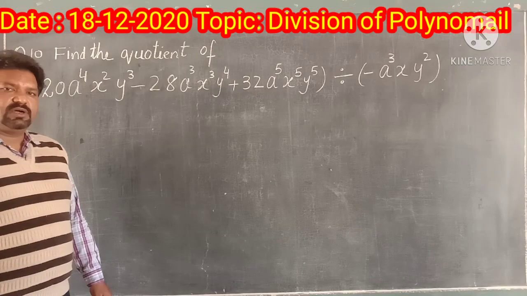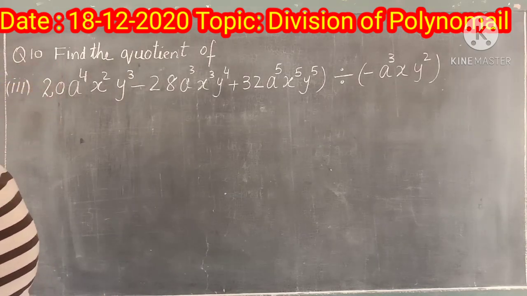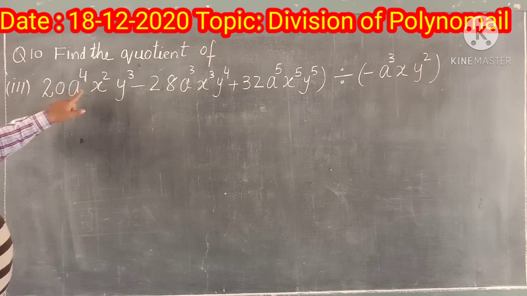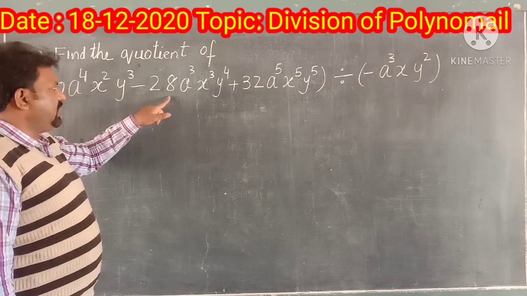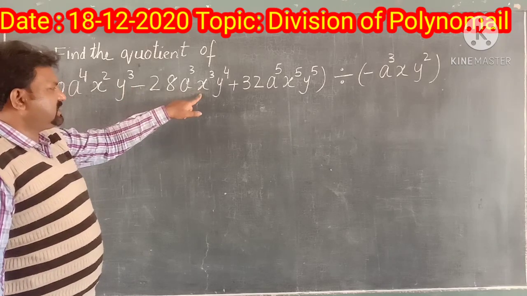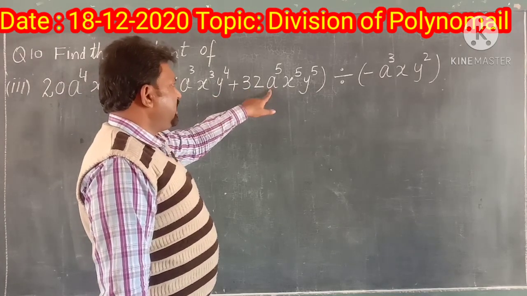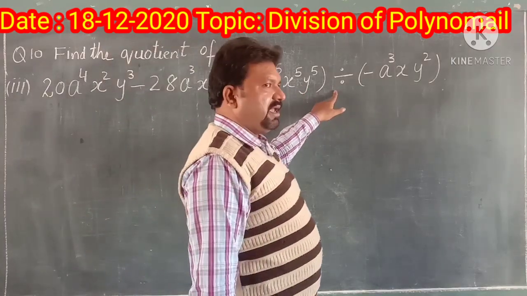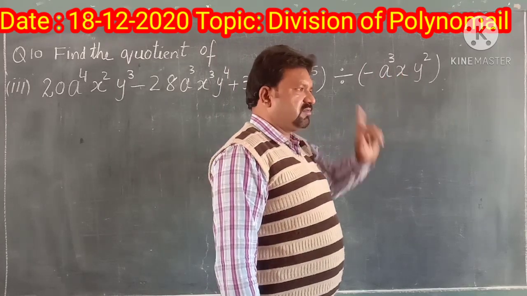So now we will solve question number 10. Find the quotient of its third part: 20 a power 4 x square y power 3 minus 28 a power 3 x power 3 y power 4 plus 32 a power 5 x power 5 y power 5 divided by minus a power 3 x y square.